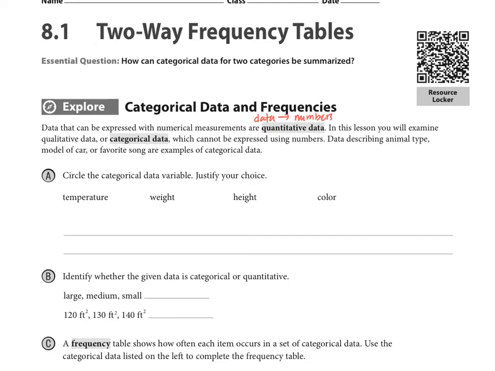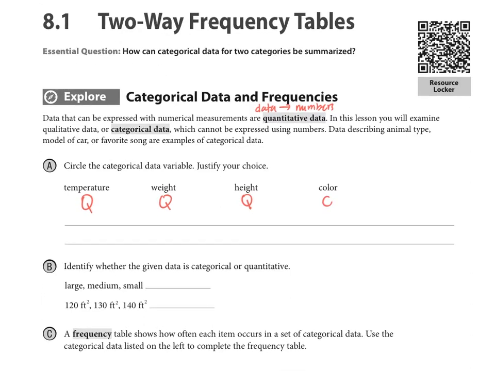I'm not going to do this whole explore here except for part A, and you can start to think about what types of data each of these four things would fall under. So temperature, if I ask you what the temperature was or is in the future, you're going to give me numbers. So this is quantitative data. Weight, if I asked for anybody's weight, if I did a survey, we're going to be getting quantitative data. Height, same thing, quantitative. And color is going to be a categorical type of data.